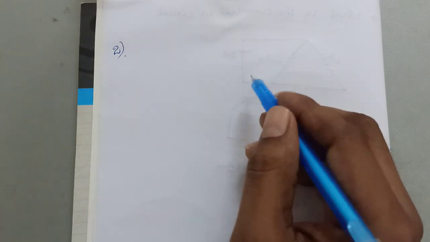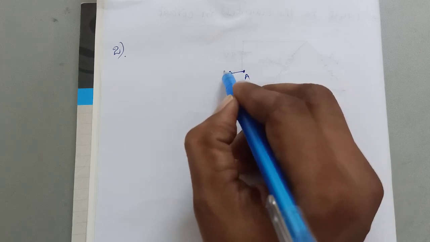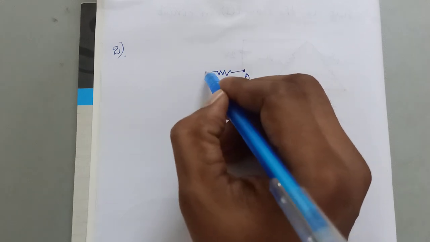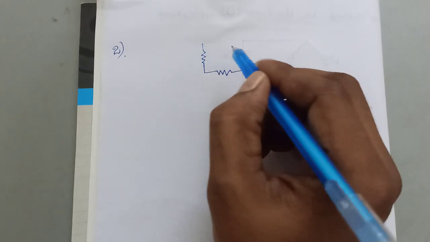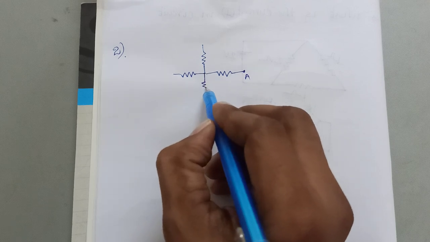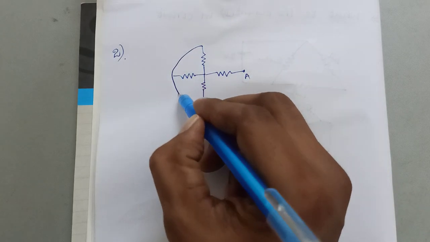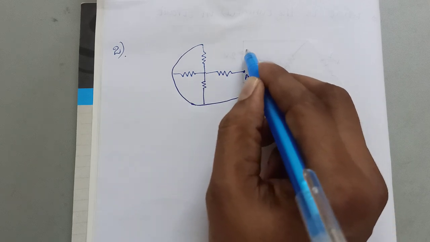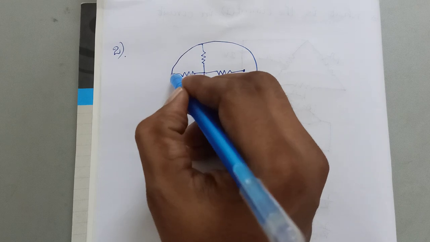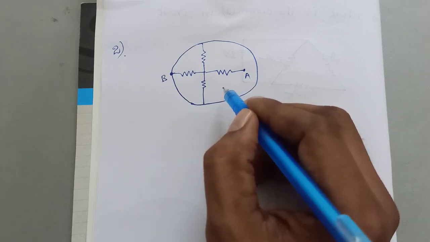Next we can do a different type of circuit. Let's draw that. Here it is given a point A. From the A point there is one resistor, and from here it is split: one resistor up, another resistor this side, and another resistor this. Now it is totally like a circle, and at point B we need to find the equivalent resistance.